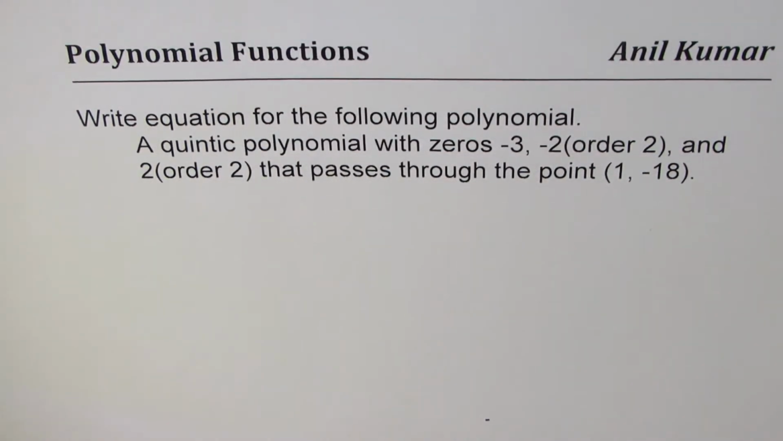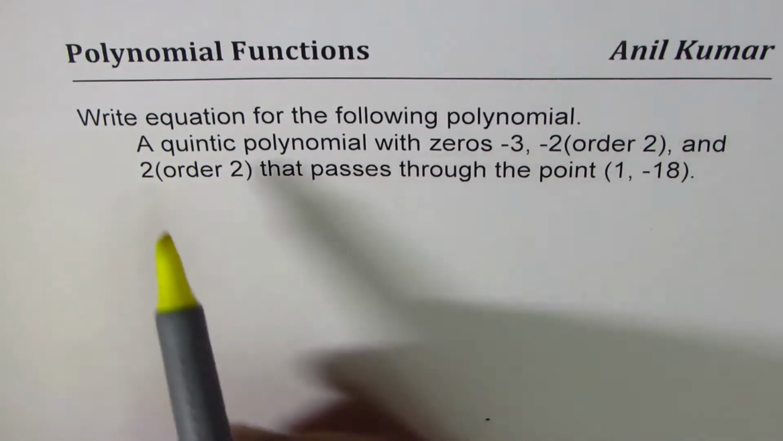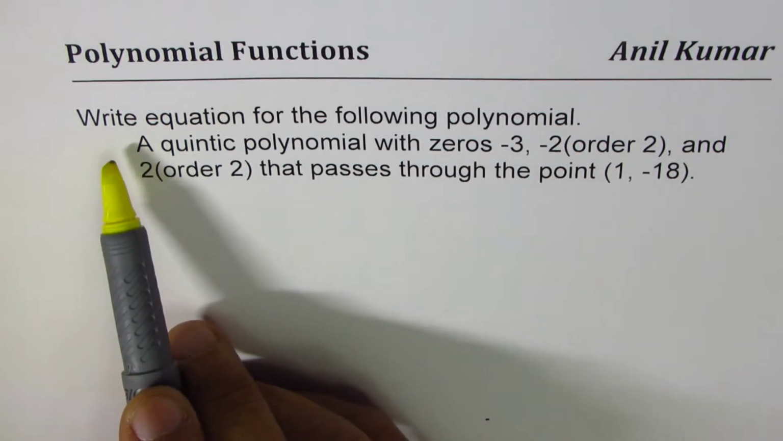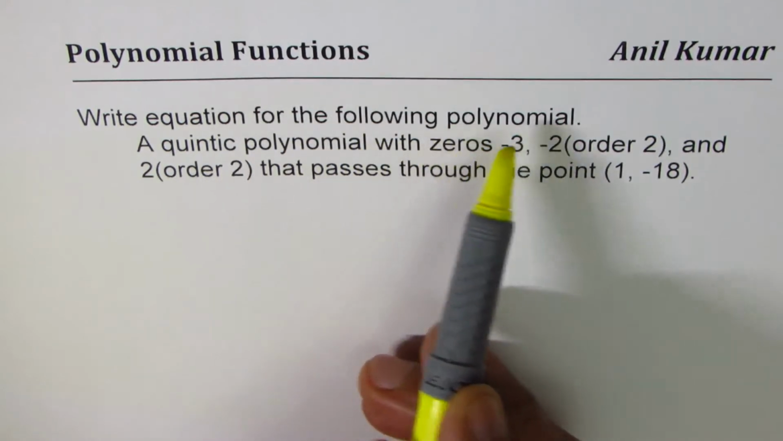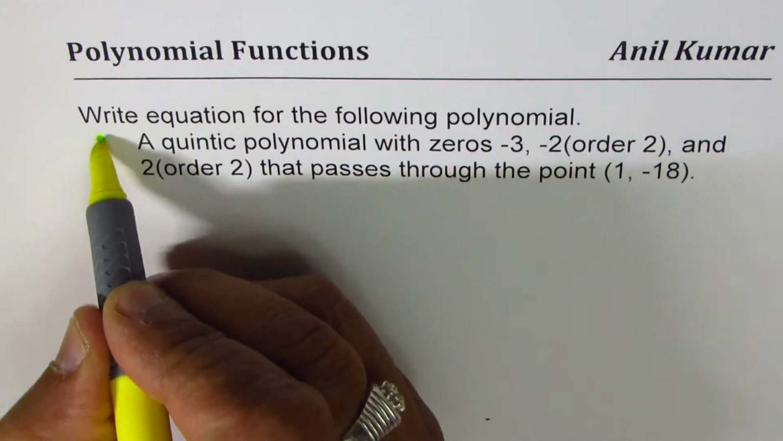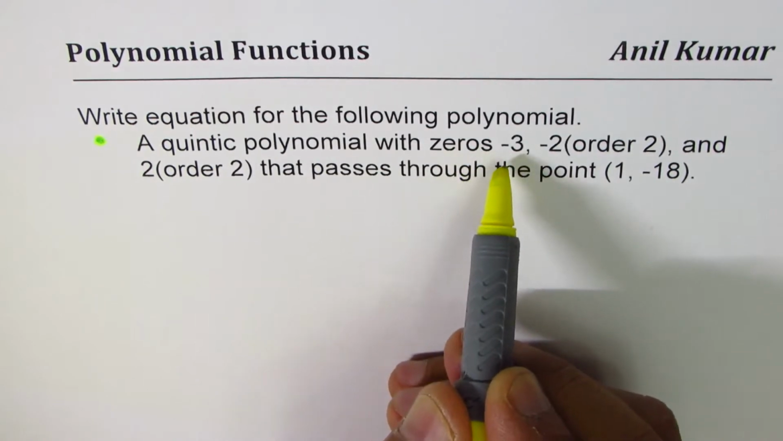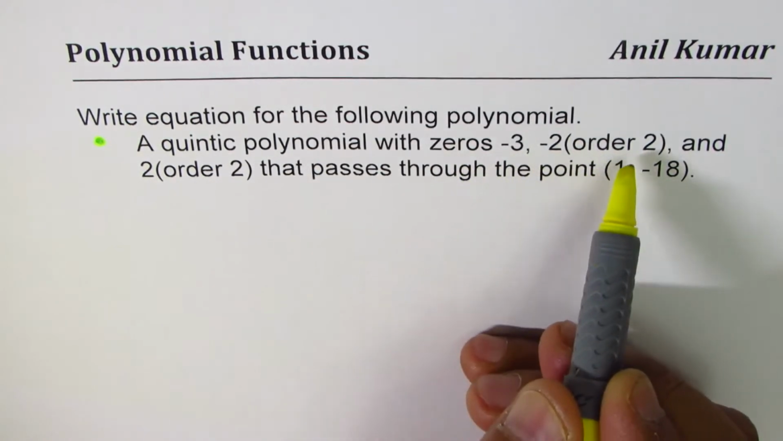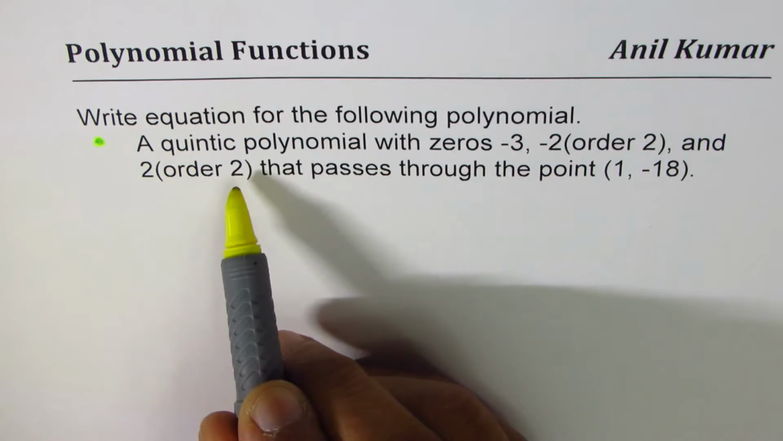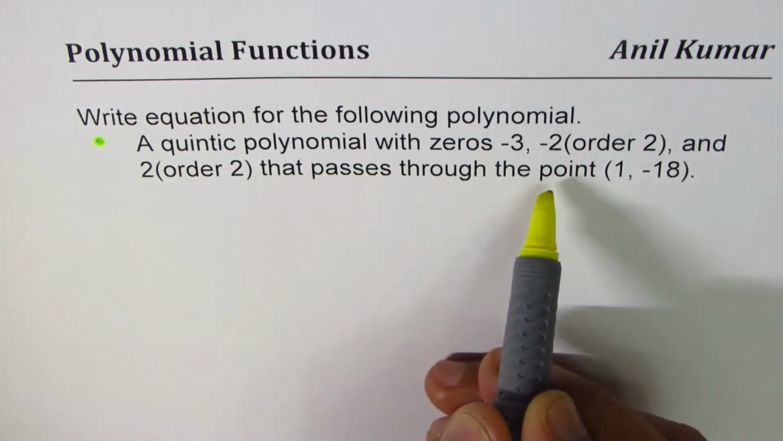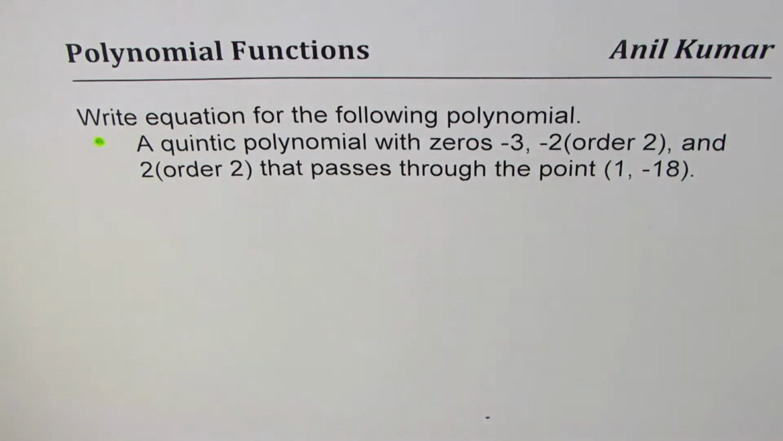I'm Anil Kumar, sharing with you a test question on writing the equation of a polynomial function when zeros are given. The question here is, write the equation for the following polynomial: a quintic polynomial with zeros -3, -2 order 2, and 2 order 2 that passes through the point (1, -18).